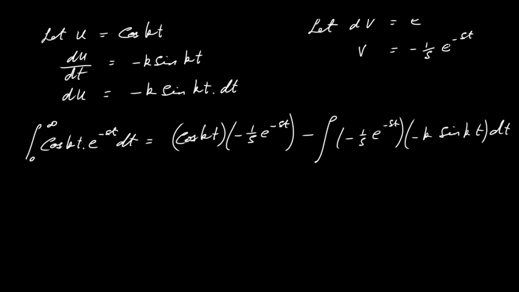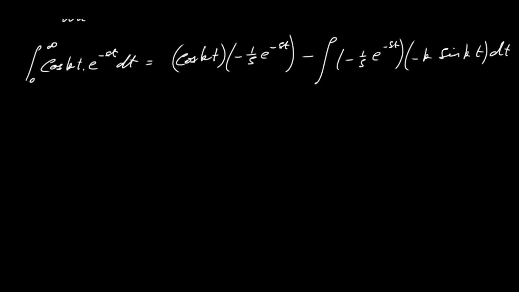Okay, so what we've got to do now is just simplify this whole thing. I'm leaving out the limits for the moment. I'll put them in at the end. So let's see, we end up with, so we have cos kt times minus 1 over s e to the power minus st. So I'm just going to put the minus 1 over s e to the power minus st first, and the cos kt second.